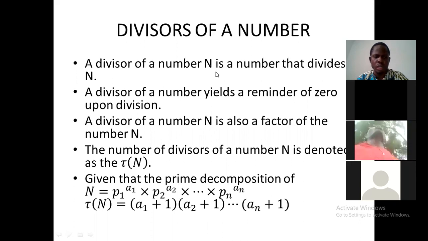So let's say our number n is equal to p1 raised to a1 times p2 raised to a2 times ellipsis times pn raised to an. So what we're saying here is that you're expressing a number in terms of the powers of its prime factors. Note that a1 is the power of this prime. So the tau of n is simply a1 plus 1 times a2 plus 1 times ellipsis times an plus 1. It's that simple. Now, let's see an illustration so that we understand this better.